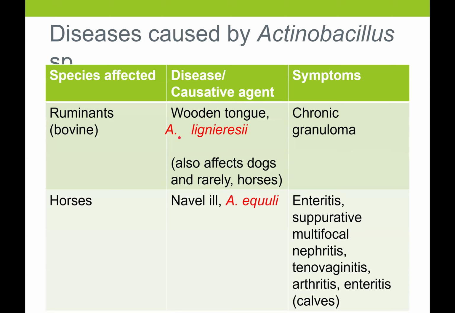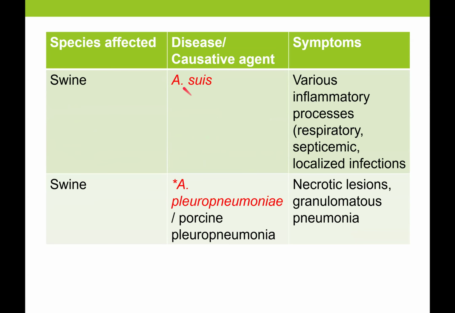So there's a number of species you need to remember based on the host affected. Your Actinobacillus lignieresii causes wooden tongue in bovines. It may affect dogs and rarely horses. This causes a chronic granuloma. Then you have horses. It will cause navel ill. The species is Actinobacillus equuli. Some symptoms would be enteritis, suppurative multifocal nephritis, tendinitis, and arthritis. Actinobacillus suis will cause various inflammatory processes.